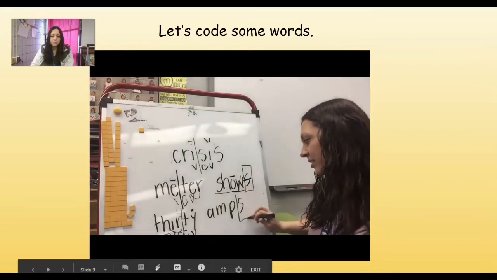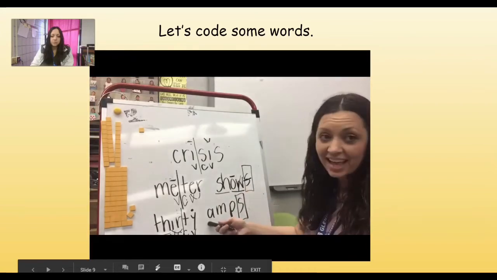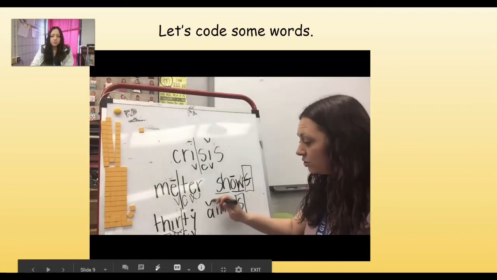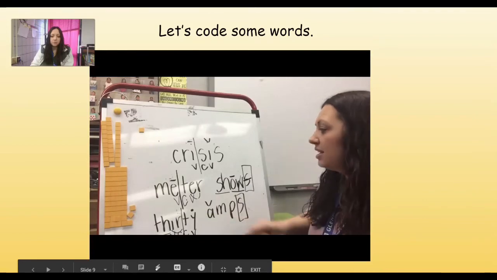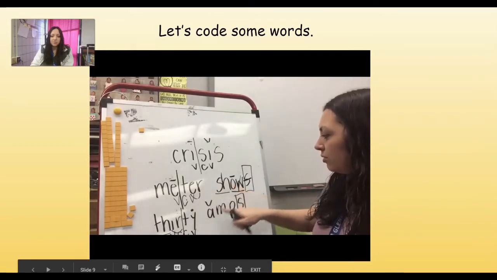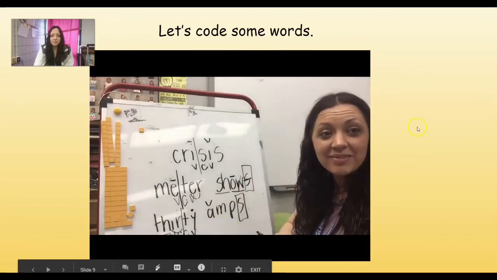Okay, so meter shows 30, and then our last word, it has an S at the end too that I need to box off. And then this should be easy. Where's my vowel? An A, it's in front of an M, so it's short, so amp. Amp, and then add the S, amps. So meter shows 30 amps. Good job. All right, you guys did an awesome job.